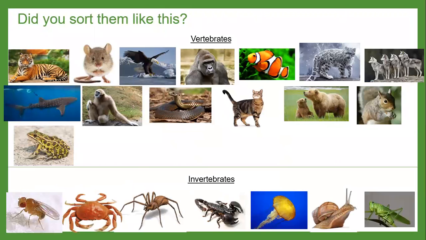If we look back at the animals, you could have sorted them like this. All the animals above the line have got a spine, a backbone, and all the animals below do not. They usually have some sort of shell, an exoskeleton, to help keep the shape of their body. Some of them don't at all. It's interesting, the jellyfish has something totally different.